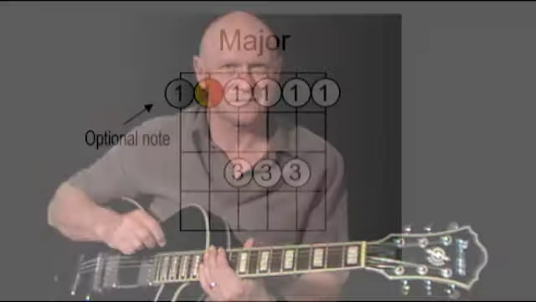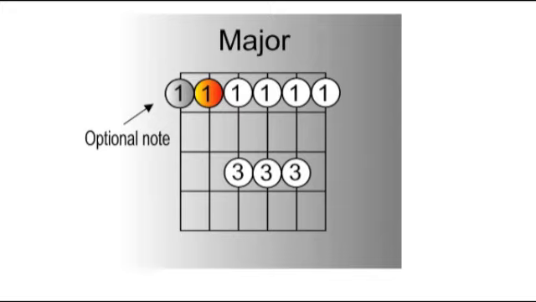So this is where it helps to have alternative shapes, and this is where the A shapes come in. So here's an A major shape bar chord, and you can see from this diagram that the root note, because it's an A shape, surprise surprise, is on the A string. That's why it's coloured orange or red.